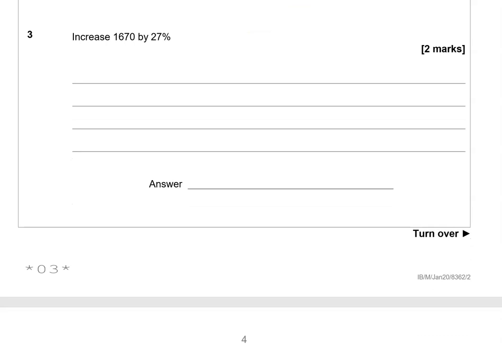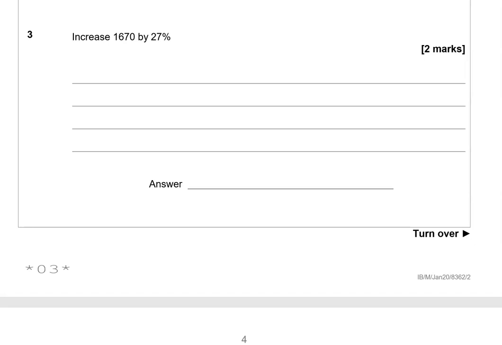Increase 1670 by 27%. There are different ways you could do this. You could work out the 27% of 1670 and add it on top of 1670. I will go through this method, which is called the multiplier method, and it's very useful, especially in exams where you haven't got as much time available.